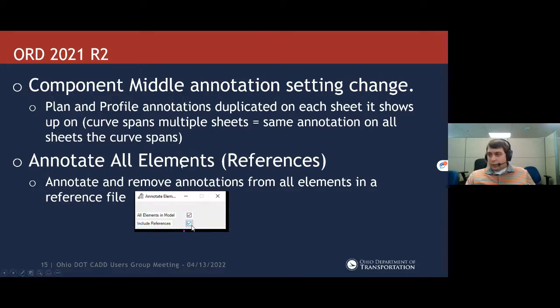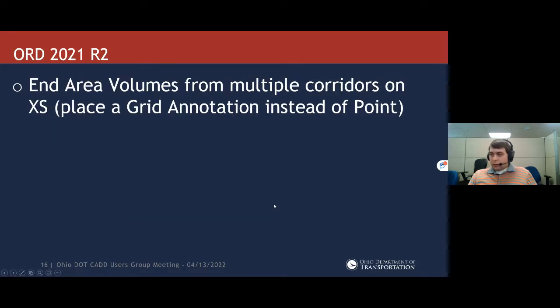They also added annotate all reference elements. So before you could annotate all elements in the model. They now added a checkbox to include references, so you can annotate all the reference elements at the same time. And area volumes from multiple corridors on cross section, that's kind of what they added. So they pretty much changed the way that the volumes annotation table gets placed on your cross section. So they changed it so you can place it as a grid annotation instead of a point annotation, which kind of opens the door to these more capabilities of dealing with multiple corridors and whatnot.